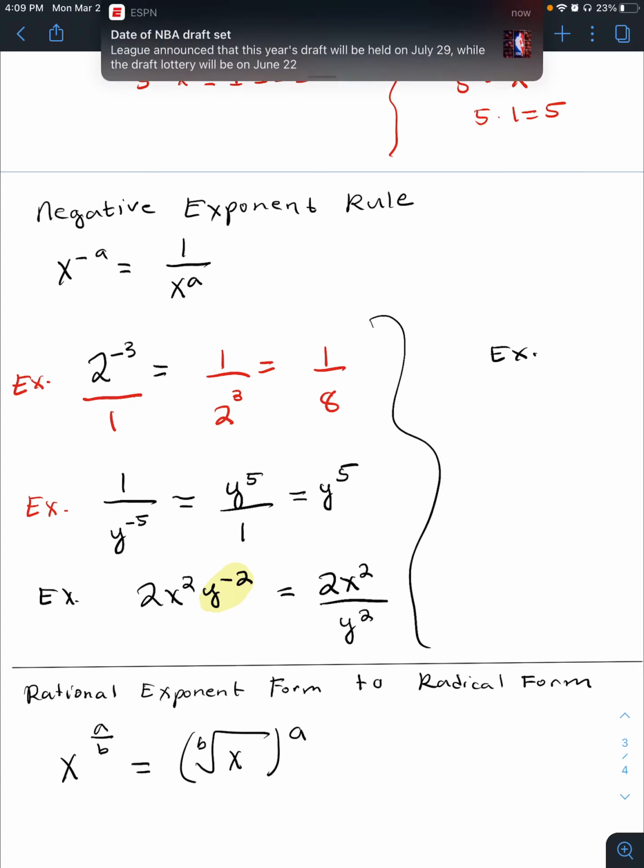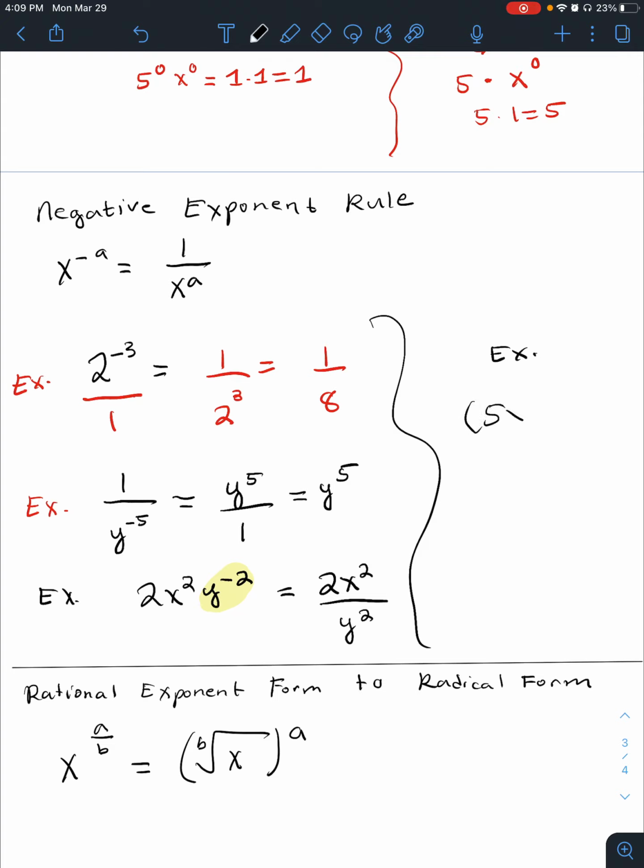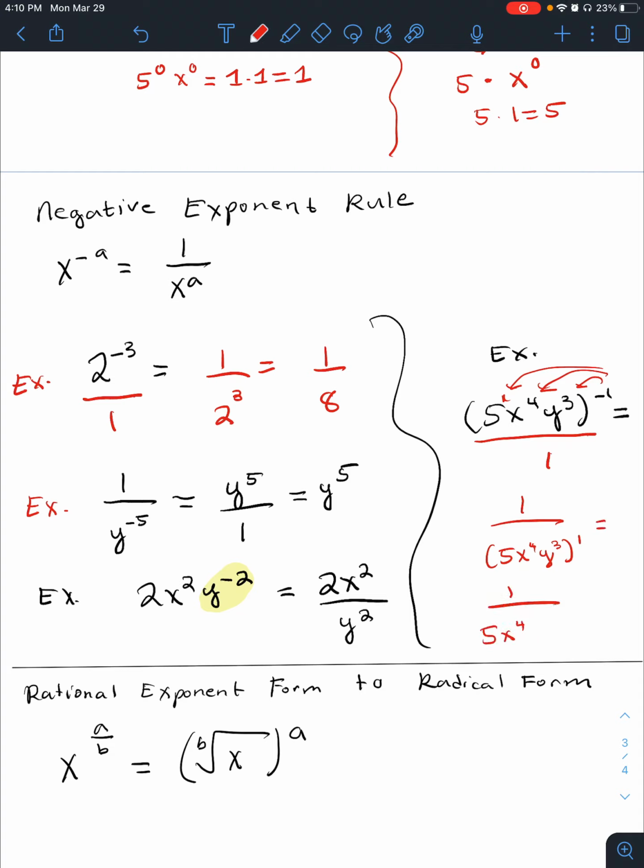And let's do an extra one, which is something like (5x to the fourth, y to the third) to the power of negative 1. As you can see here, I could technically multiply each of these by negative 1 if I want. But I can also think of all of this over 1 and just flip the whole thing and change that negative exponent to a positive 1, which would just be 5x to the 4th, y to the 3rd, because by taking it to the power of 1, it doesn't change anything. So there's different ways to look at that.